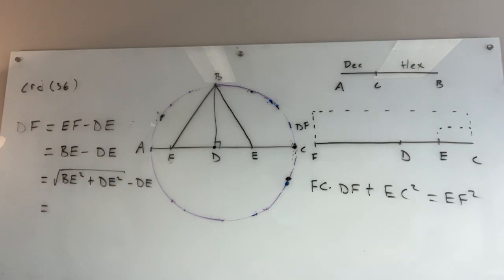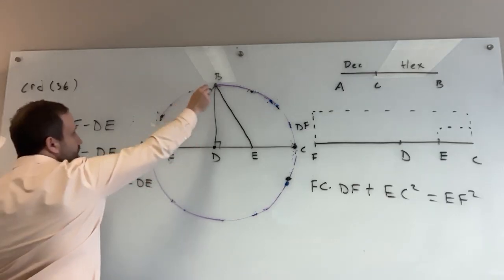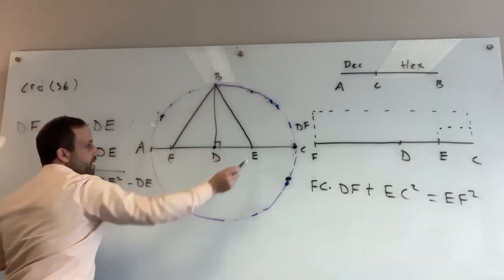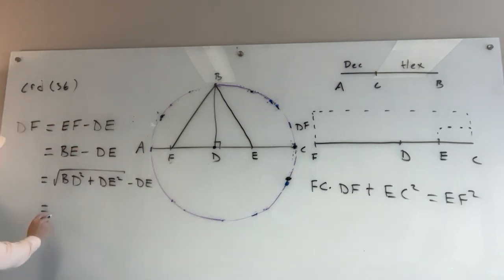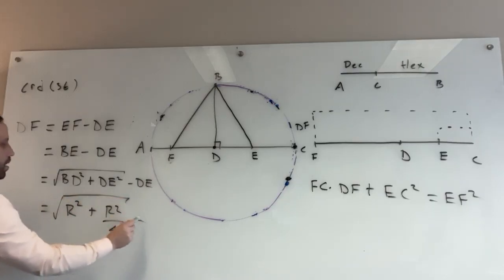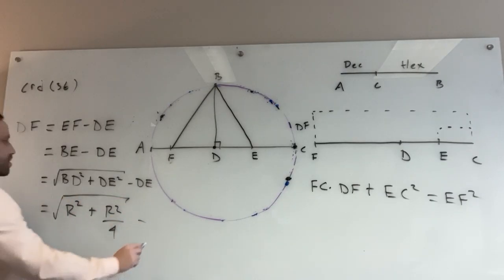Sorry, this is BD squared. BE is the hypotenuse of this triangle, so it is equal to the square root of BD squared, which is that, plus DE squared, which is that. What is BD? BD is just the radius, so this is r squared. What is DE? DE is half the radius, so this is r squared divided by 4. And then DE is also half the radius, so this is r over 2.